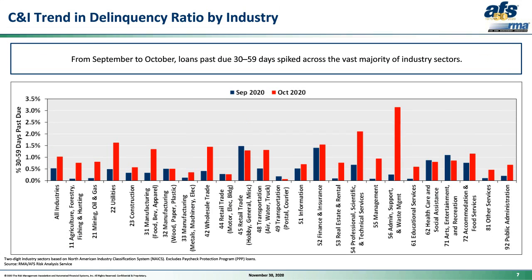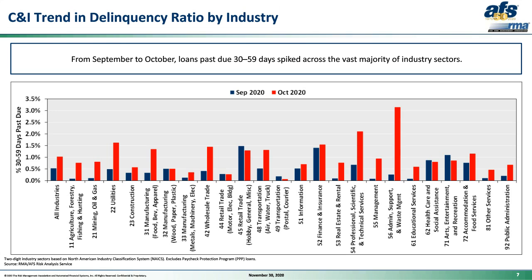Since we saw a big month-to-month increase in delinquencies, we're showing on this chart the 30 to 59-day delinquency level for this month, October, versus last month, which was September. And you can see the increase is widespread. 18 of the 24 NAICS sectors here saw an increase in short-term delinquencies.